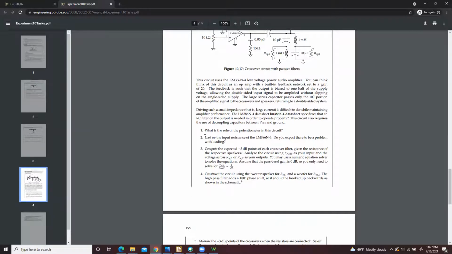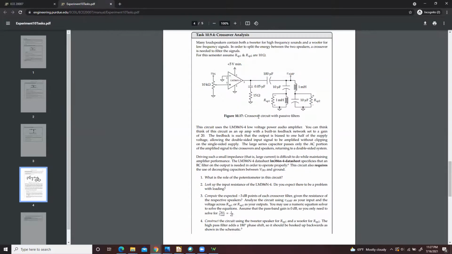First one: what's the role of the potentiometer in this circuit? When you answer this question, you need to think about, as I mentioned, that this circuit is used inside the speaker. The function of the potentiometer is that when you tune its little knob, the output amplitude will change. So you need to relate the relationship between them.